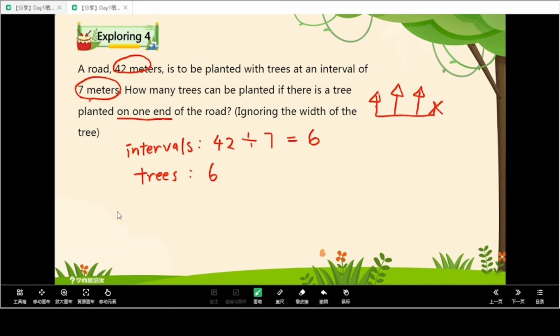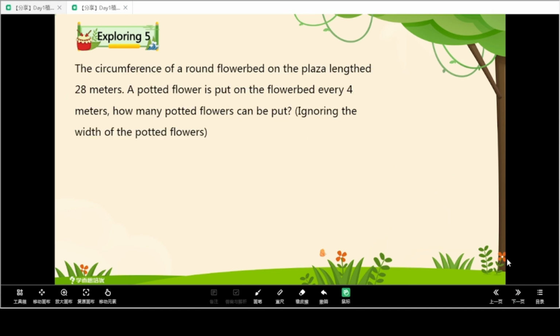Very good. And we need to write down our answer. 6 trees can be planted. Very good. And we move on to the next one.